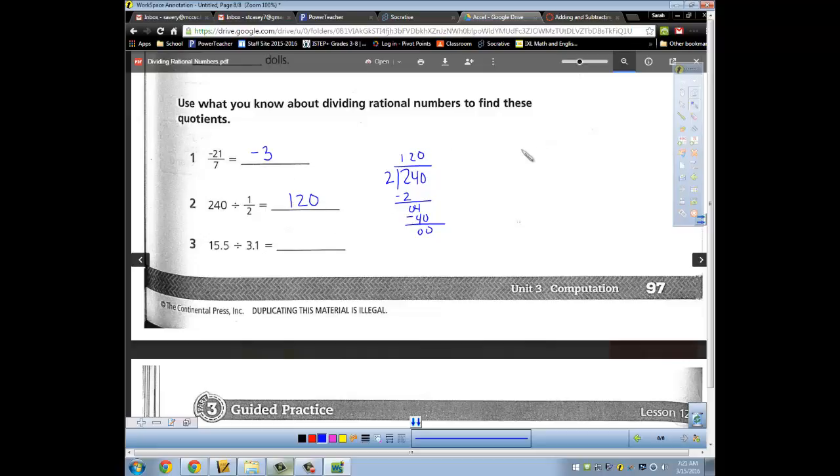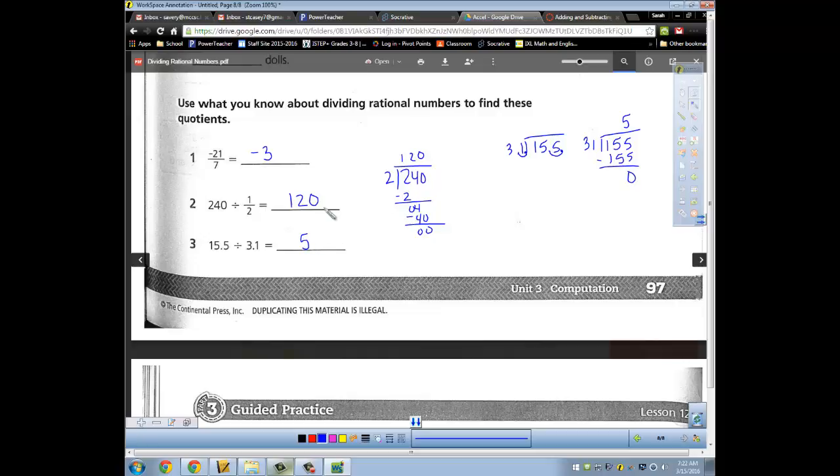15.5 divided by 3.1. So 15.5 goes on the inside, 3.1 goes on the outside, but you cannot have a decimal on the outside, so we're going to move this decimal over. But since we moved that over, we also have to move this one over. After I do that, I like to rewrite the problem so that it's neater. So I need to think 31 can't go into 1, can't go into 15. It does go into 155 exactly 5 times. It works out perfectly to get a remainder of 0. So the answer is 5.